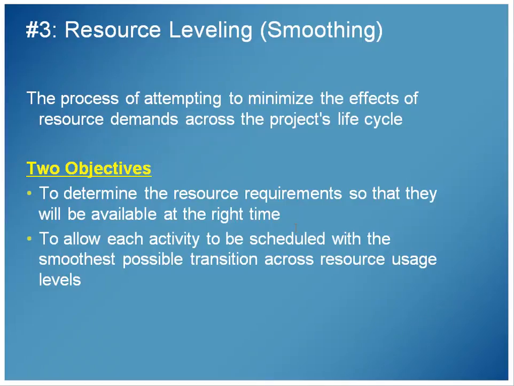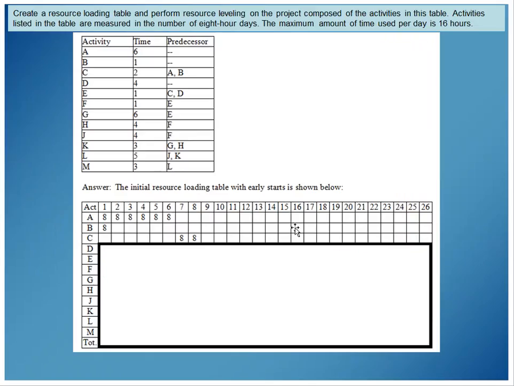So there are 2 objectives with leveling. Now that we've loaded, we want to level. The first is to determine the resource requirements so that they can be available at the right time. You want to make sure you know when resources are going to be needed, make sure that they are available, that they don't get overbooked or double booked at that time, and to allow each activity to be scheduled with the smoothest possible transition across the resource usage.